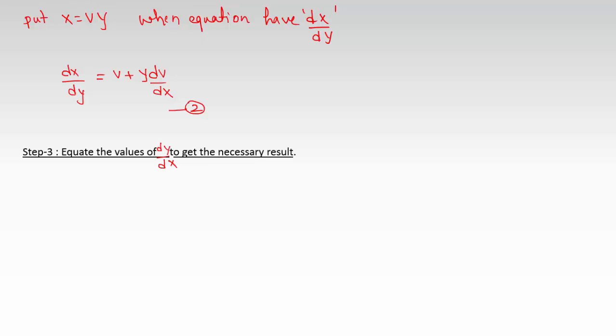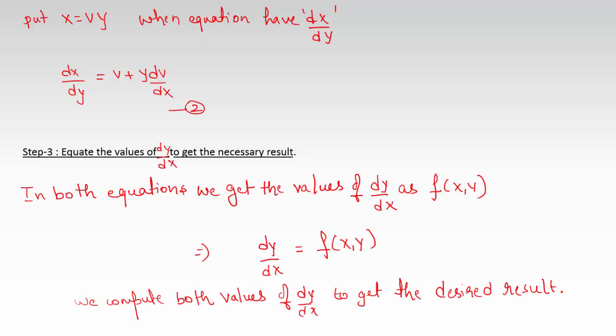Now we equate the values of dy by dx to get the necessary results. In both the equations, we get the value of dy by dx as f of x, y. So we equate dy by dx equals f of x, y. We compute both the values of dy by dx to get the desired result: one which we have from the given equation, and the second one which we get from the equation y equals vx, and then differentiating with respect to x to get the value of dy by dx.